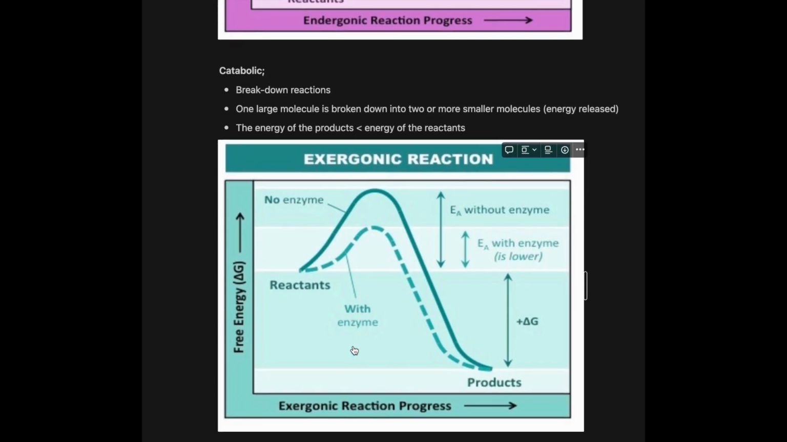Catabolic. Okay, so I think of catabolic as breakdown reactions. You can think about how one large molecule gets broken down into several smaller molecules. So in this case, energy would be released. And as a result, the energy of the products is going to be less than the energy of the reactants. As you can see here, the energy of the reactants is higher, and this eventually lowers during the progression of the reaction to the products, which have a low energy.